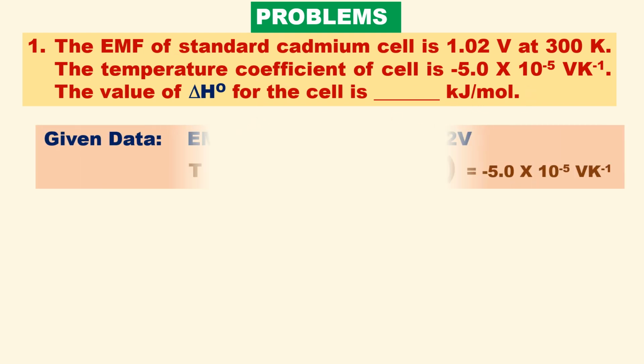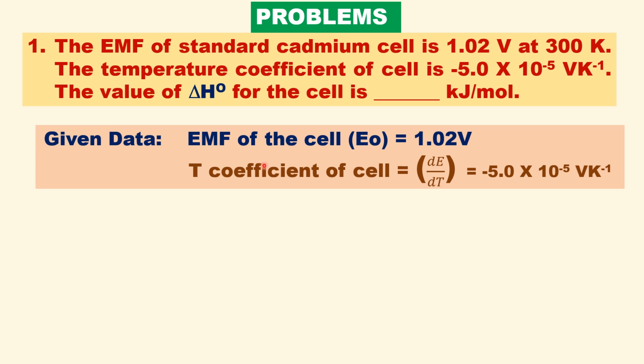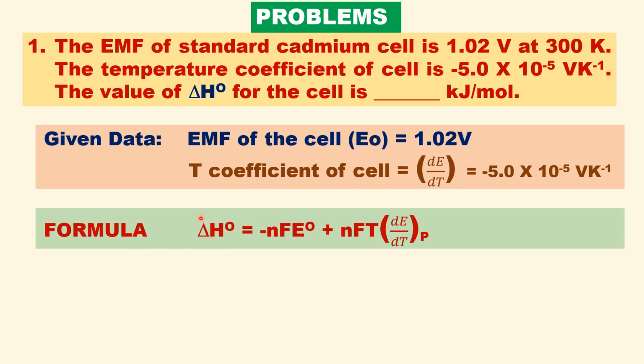Let us first write the given data. In this problem, the EMF of the cell is E naught equals 1.02 volt, and the temperature coefficient dou E by dou T is given. The formula used, as we have seen in the previous slide, is delta H naught equals minus nFE naught plus nFT dou E by dou T at constant pressure.